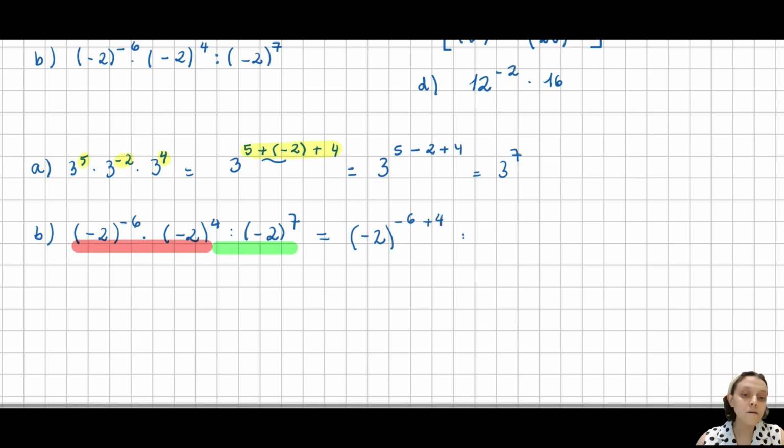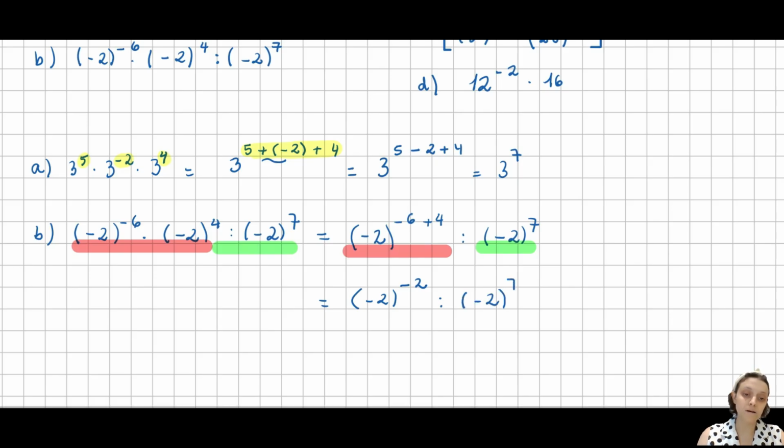And we're going to keep the second step of the division right here. We just rewrite it because we haven't done anything with it yet. So let's put it right here and let's remember that this is this. All right. Well, we're going to get -2 to the power of -6 plus 4, which is -2, divided by -2 to the power of 7.